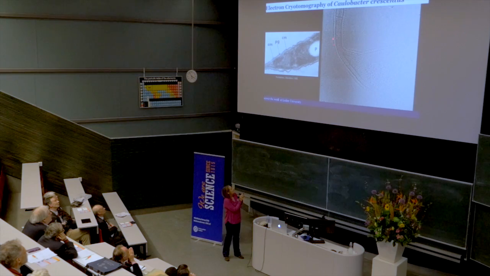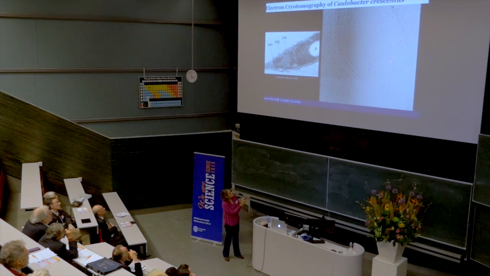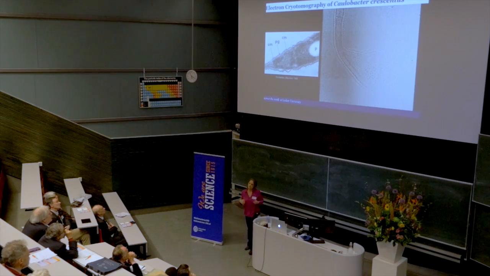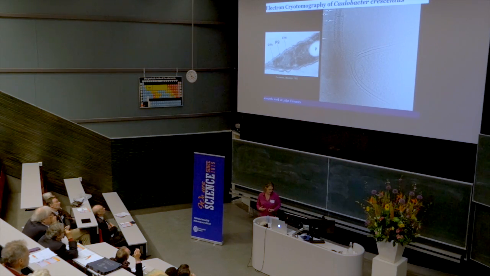We have an outer surface layer. If you watch the movie through, you can see the crystalline nature of the surface layer that's coating the cells. Then we have two membranes of a gram-negative bacterium and the cell wall. You can see the ribosomes, filaments. So now we have a very powerful tool to actually look into the three-dimensional structure of bacterial cells.